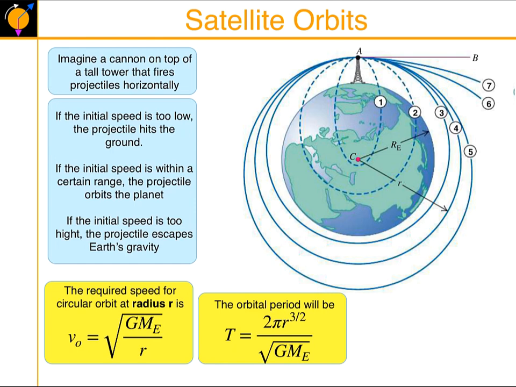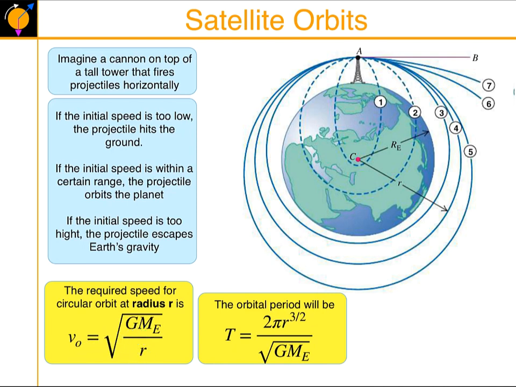Here you can see the various possible orbits, right? If I fire it too low, it'll just hit the ground. And if I fire at a certain speed, this will not be a circular orbit. This is an elliptical orbit. We're going to talk about that in a second. If I fire it hard enough, it'll escape. If I fire it at just the right speed, it'll go in a circular orbit. And we showed that the orbital velocity required for a certain radius is this.